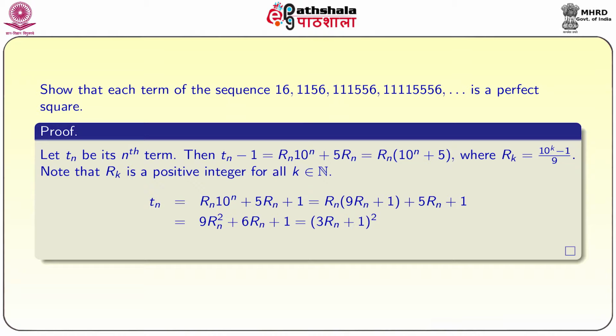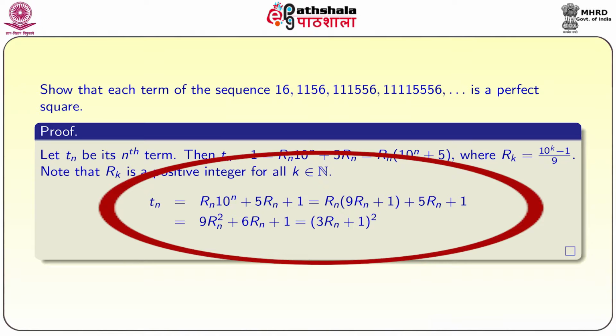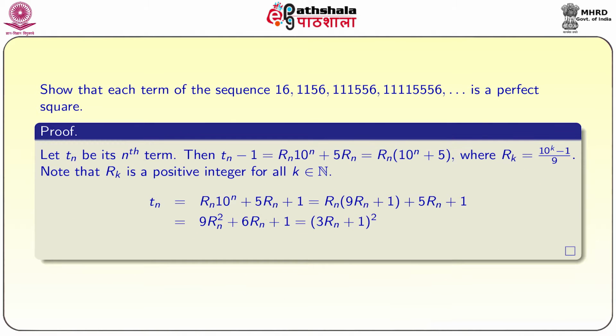Now, how did we get that 9 r n plus 1? From r k is equal to 10 power k minus 1 by 9, we took the value of 10 power k, like 10 power n. If it is r n, then r n is equal to 10 power n minus 1 by 9. So, 10 power n is equal to 9 into r n plus 1. We substituted the 10 power n value, so we got that identity.